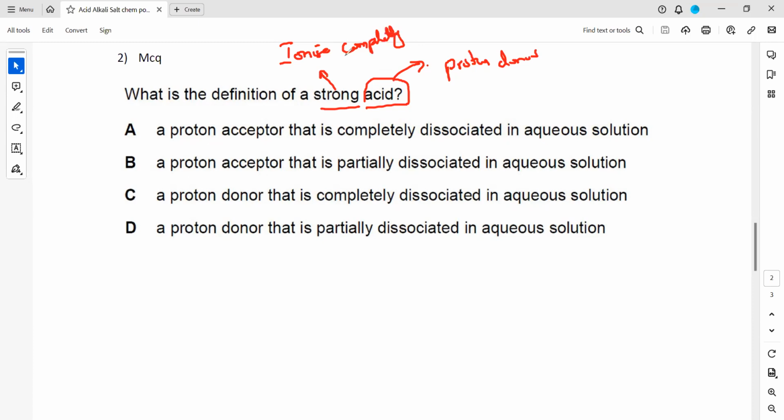So acids, strong acids, mean they will donate protons, are proton donors, and they will ionize completely. First, when we check options A and B, why are they wrong? Because it says accept protons, so that is a definition of a base, but not an acid. When we check option C, proton donors: acids are proton donors, that's right.